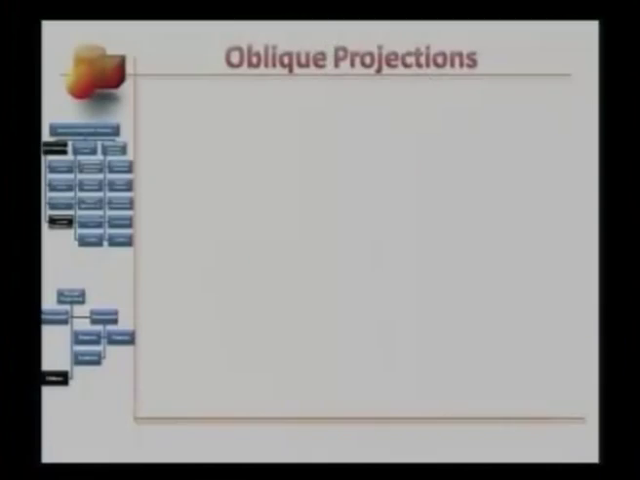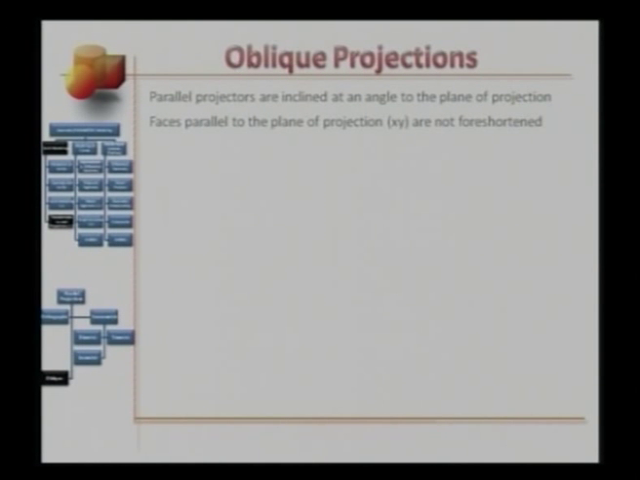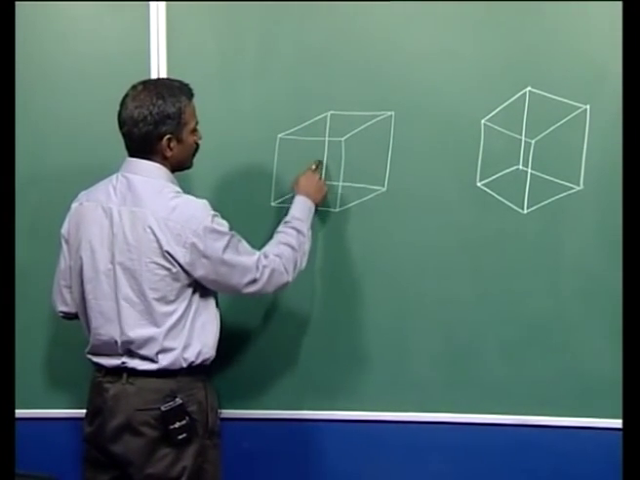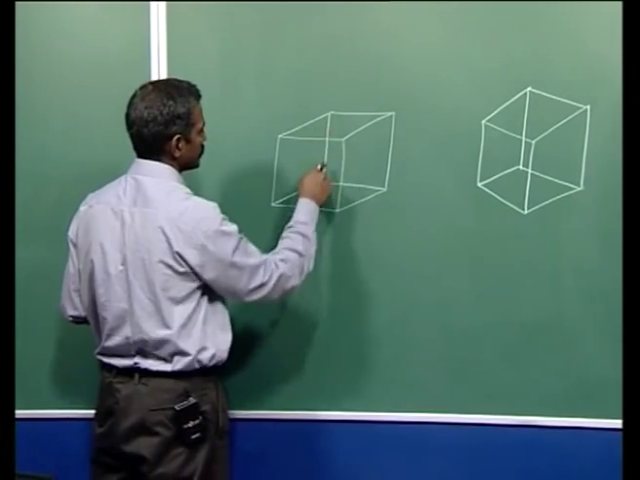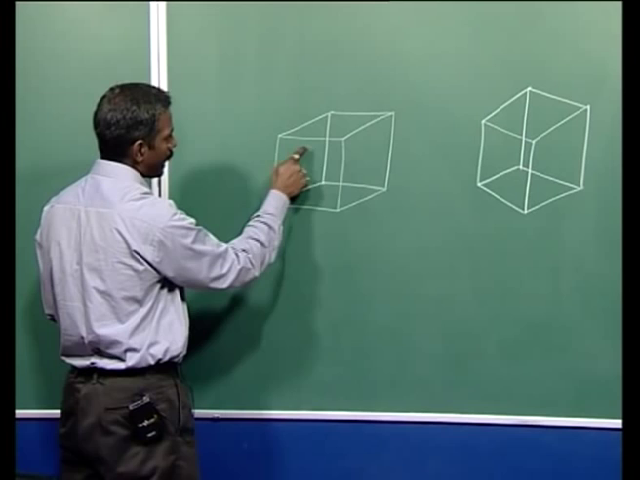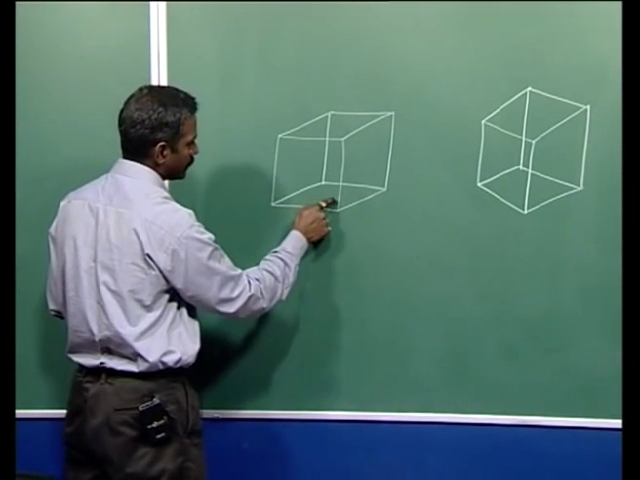Oblique projections. Parallel projectors are inclined at an angle to the plane of projection. Faces parallel to the plane of projection, in this case the xy plane, are not foreshortened. Angles between the edges of the parallel faces are also preserved. Notice these two faces on this cube. These lengths are not foreshortened, and the internal angles also remain as 90 degrees.